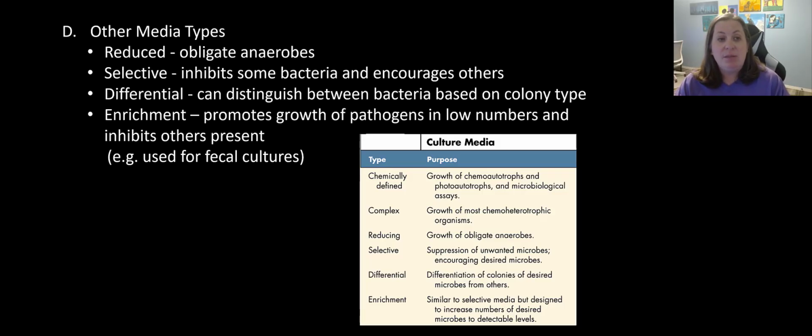Some media are enriched. These are enrichment media. This promotes growth of pathogens in low numbers and inhibits others that are present. These are really big in fecal cultures. When somebody turns in a stool sample, there's going to be some bacteria we know will be present because it came from your intestines. We don't want to see that bacteria. We want to see if there's anybody who's not supposed to be there. So these enrichment media help with that. They prevent the growth of the normal bacteria that should be there, and we see the growth of the stuff that shouldn't be there. And again, we have a little chart here that shows you the type and the purpose of the culture media.